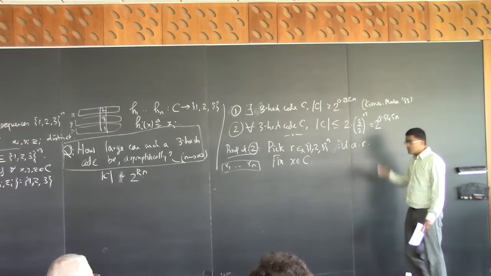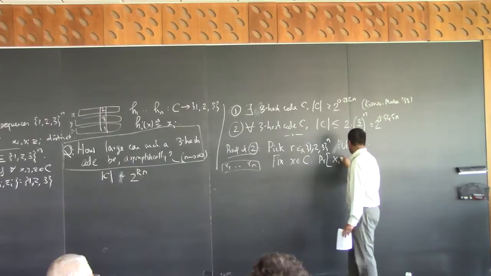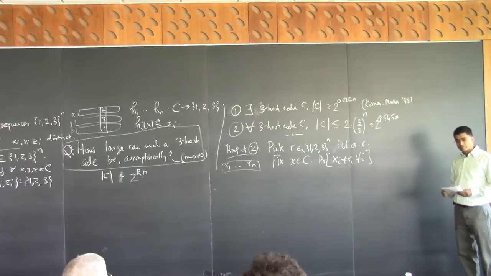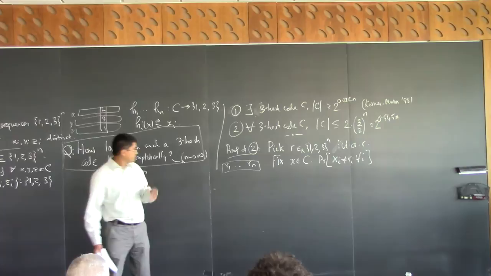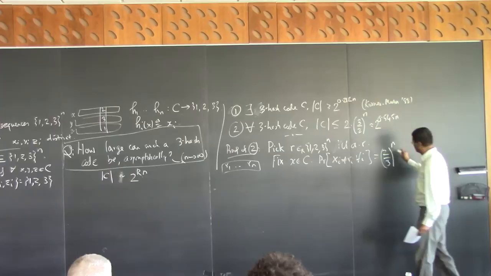What's the probability that xi is different from ri for every i? Again, r is a random sequence, x is a fixed sequence. What's the chance the fixed sequence differs from the random sequence in every coordinate? Two-thirds to the n. Okay, so now you see why. So that's this. So hopefully people can see. Let me try to finish the proof here.